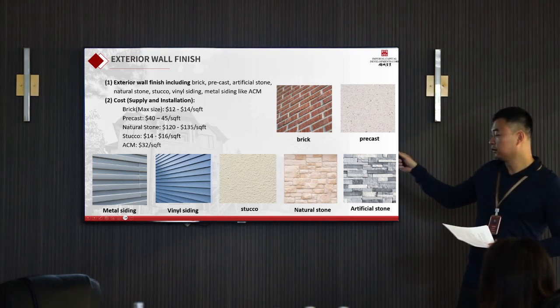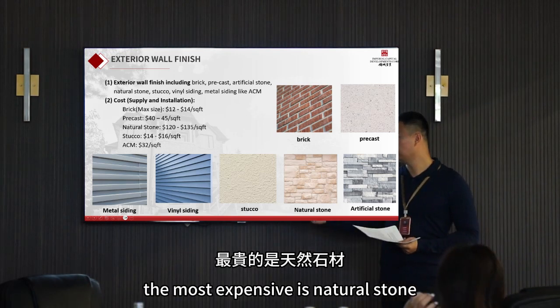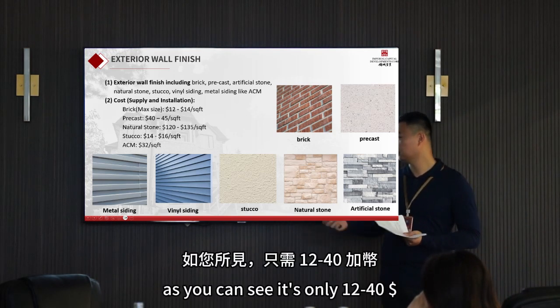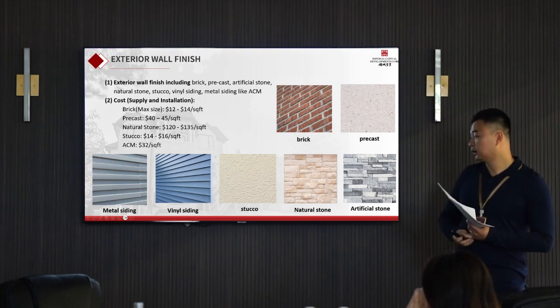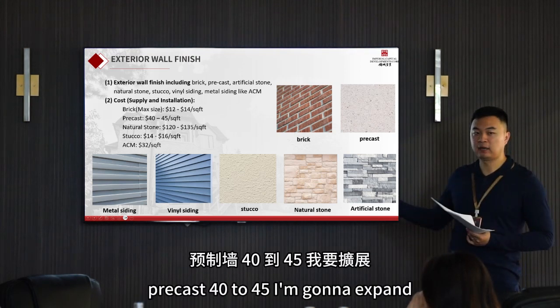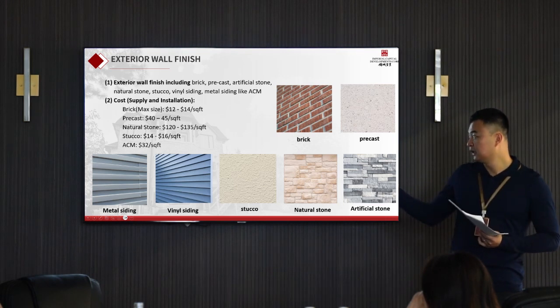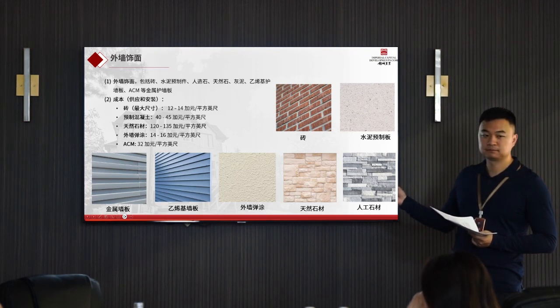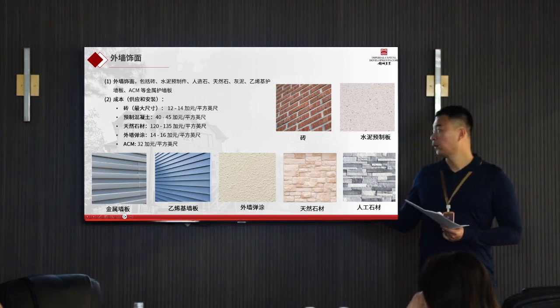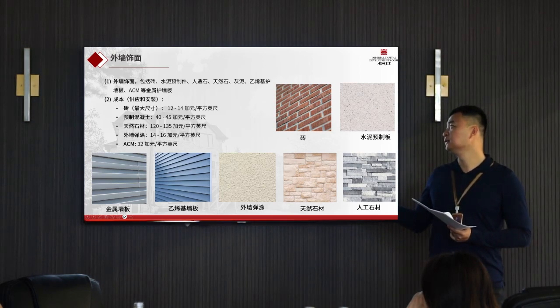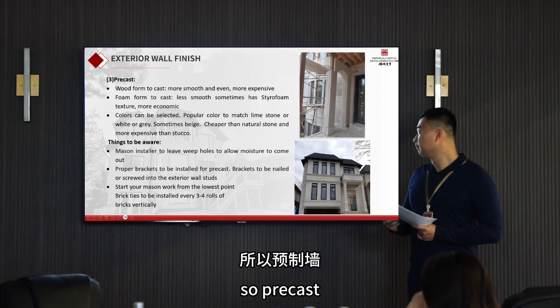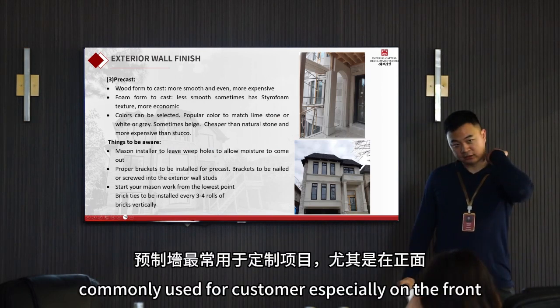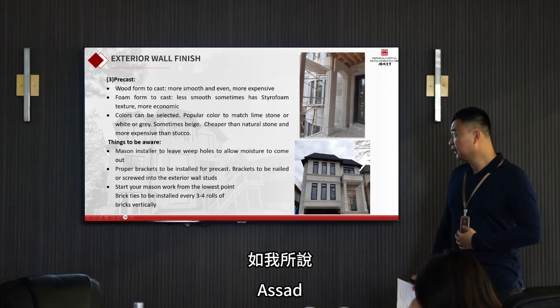So here, the most expensive one is natural stone, and the brick, as you can see, is only $12, $14. Precast, $40 to $45. I'm going to expand on precast on the next slides, and stucco and aluminum composite materials. Precast is most commonly used for custom homes, especially on the front facade.